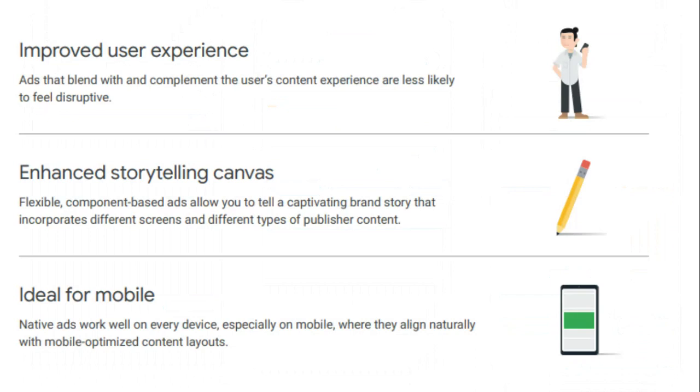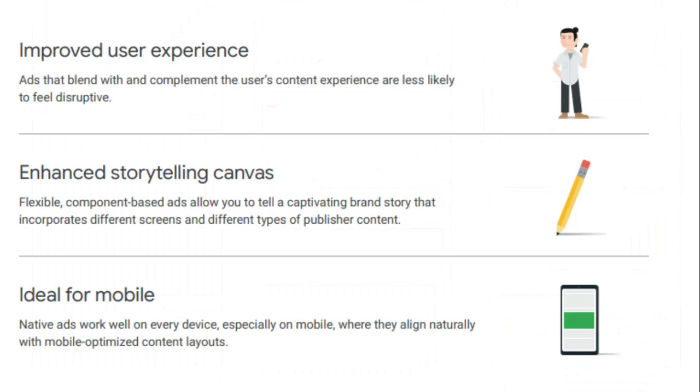If contextual targeting is not there, that's not a problem. You can always build your own custom intent segments and choose the right audiences with the right context of the website, and then your ads can be shown. Okay, so enhanced storytelling canvas: flexible component-based ads allow you to tell a captivating brand story that incorporates different screens and different types of publisher content.